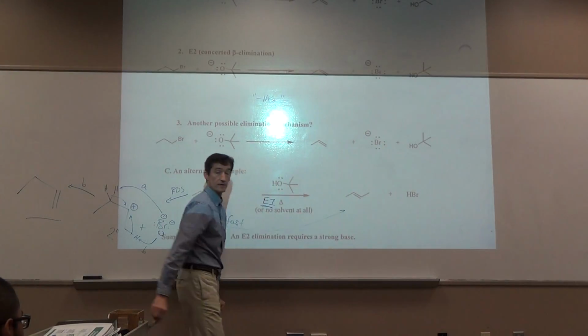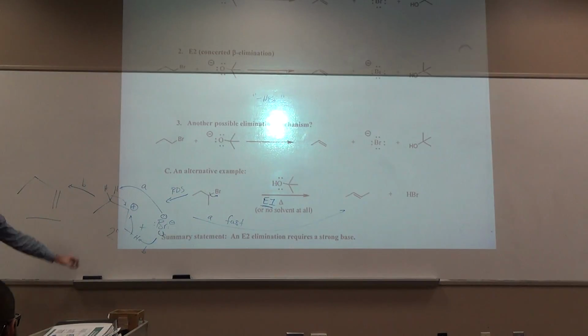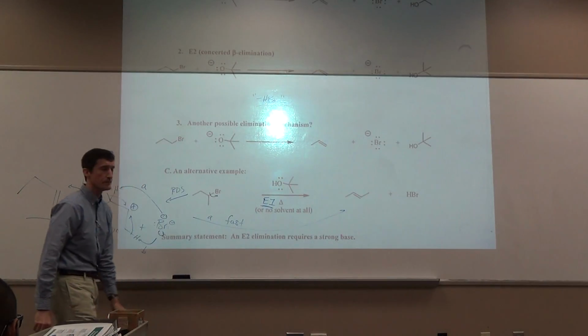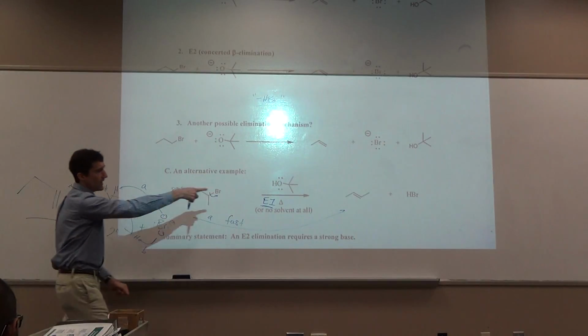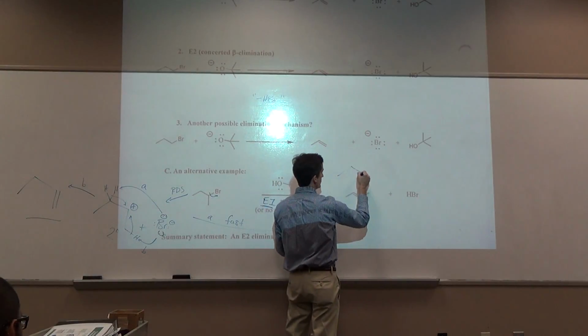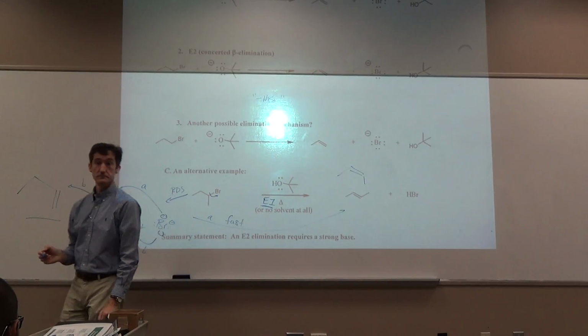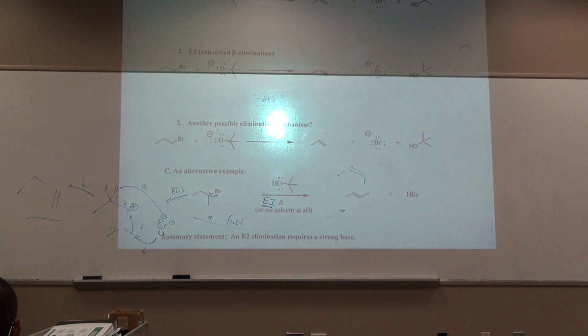More substituted, more stable. More stable product, usually lower transition state leading to it. This is a monosubstituted alkene. That's a disubstituted alkene. Okay. Why trans? Why not cis? Same reason. Trans is more stable.